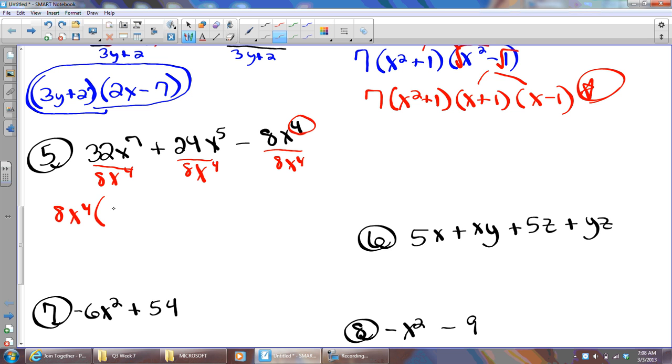32 divided by 8 is 4. X to the 7th divided by x to the 4th is x cubed. All right, 24 divided by 8 is 3. X to the 5th divided by x to the 4th is x. 8 divided by 8 is 1. X to the 4th divided by x to the 4th, they're all canceling, so I'm just going to have a minus 1. Now, we don't know how to factor trinomials other than by GCFing them yet, so we'll stop right here.